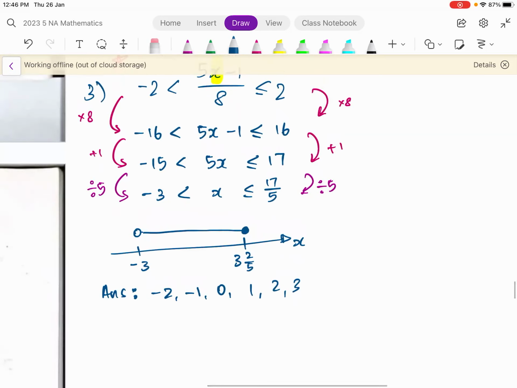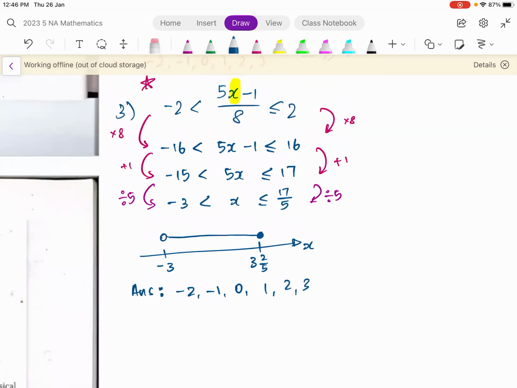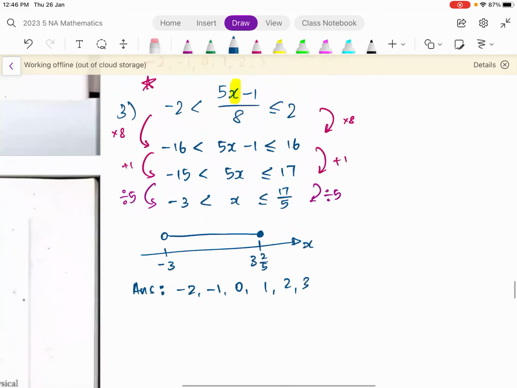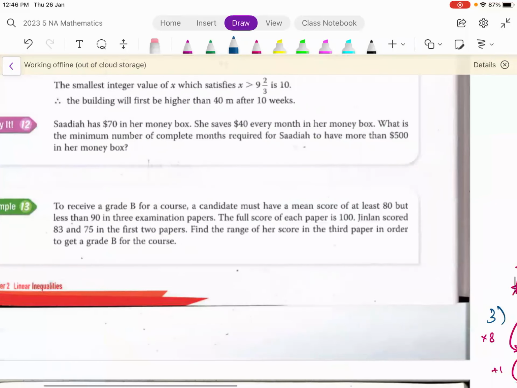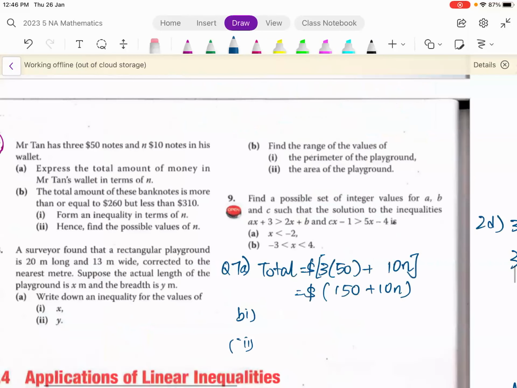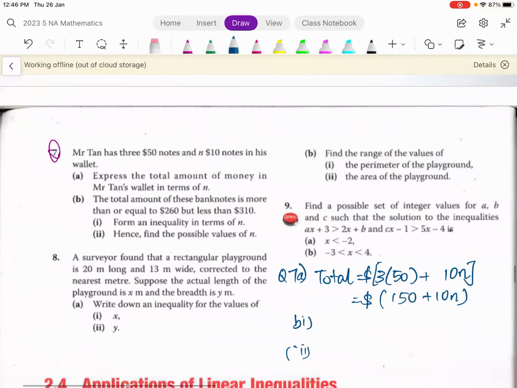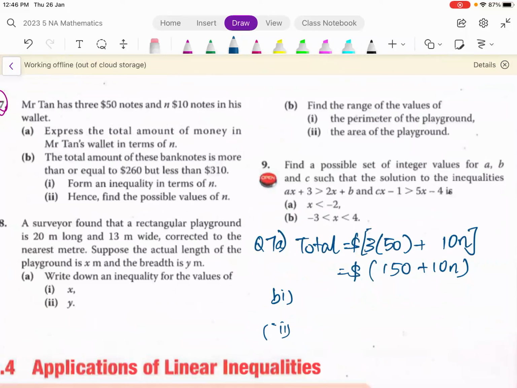Okay, we're going to move on. The final homework question is, I believe, 7. After 3 is 7. Mr. Tan has 3 $50 notes and N $10 notes. Express the total amount of money in the wallet. So that is 150 plus 10N. If he has only one $10 note, then N is equal to 1, and it will be 150 plus 10. If he has 3 $10 notes, N will be 3, and you will have 150 plus 30.